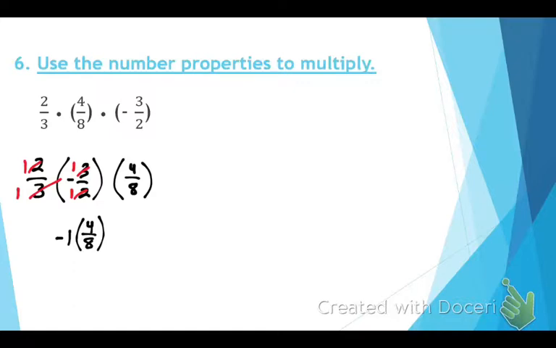Class, a negative times a positive always equals a negative. And anything multiplied by the number 1 always equals itself. This is what I also saw a lot of people tell me their answer was. What's wrong with that? It's not reduced, okay? So if you reduce that, then what would you get? Negative 1/2. And that is the correct answer.